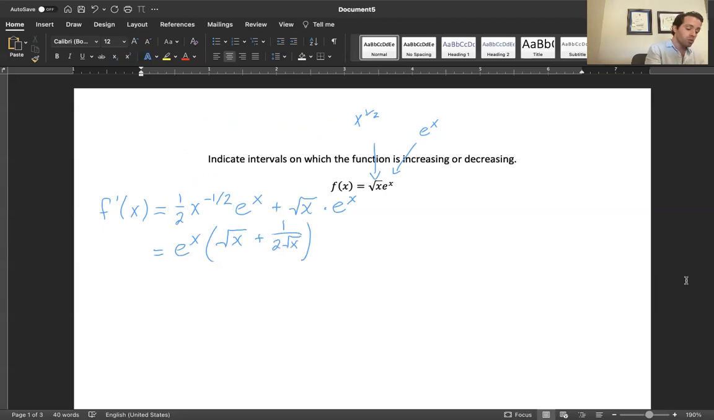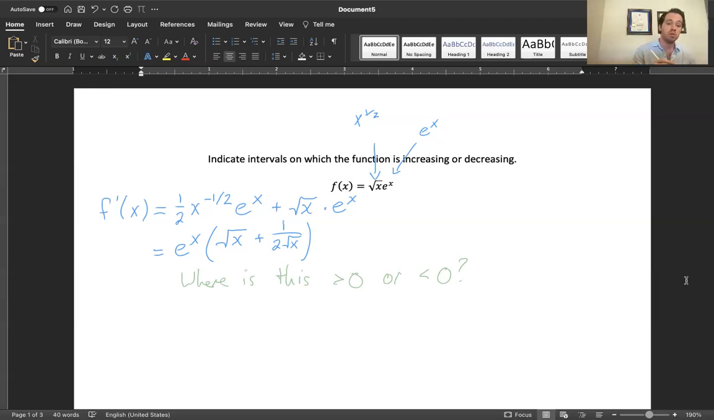Now I want to examine this to see where this is positive or negative. Because where it's positive, the function will be increasing, and where it's negative, the function will be decreasing.